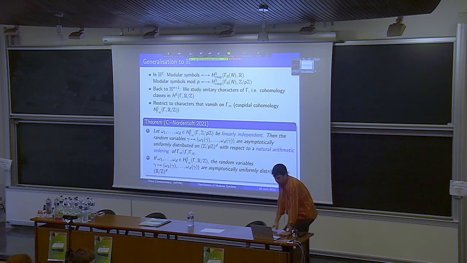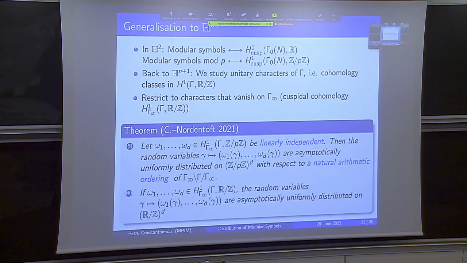And we can also talk about just taking them with coefficients in R mod Z, and then they will be asymptotically distributed on this d-dimensional torus. Any questions here?